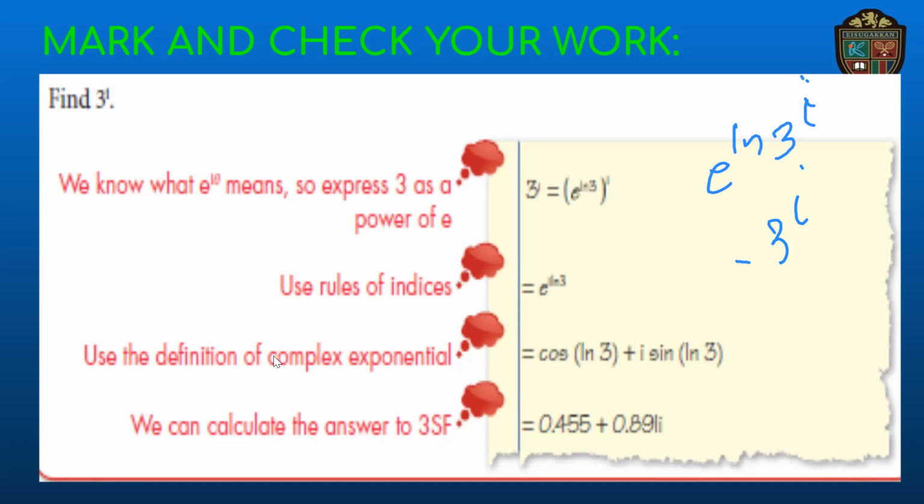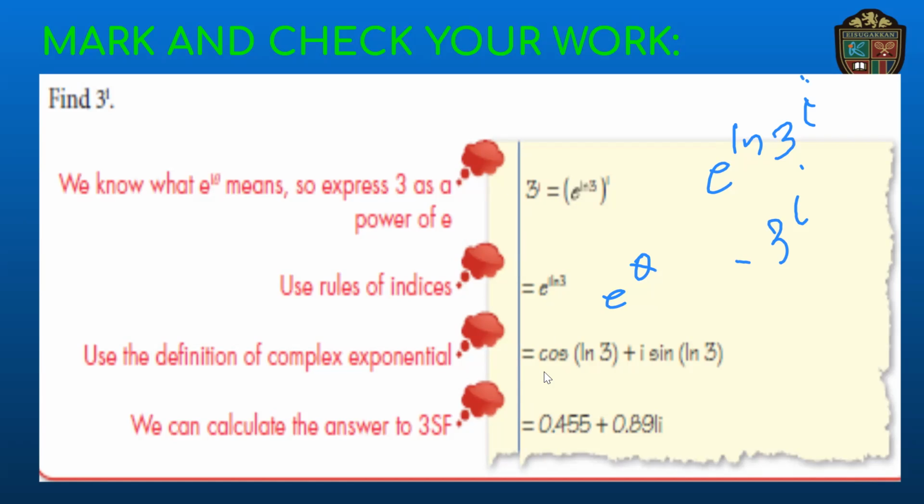We can move, using the rules of indices, this one here in front, and then using the definition of complex exponential, this is equivalent to cosine theta plus i sine theta. So in this case, this is your theta here. So cosine of theta plus i sine of theta. Okay? So cosine, I think this is 1. I think this is 1.